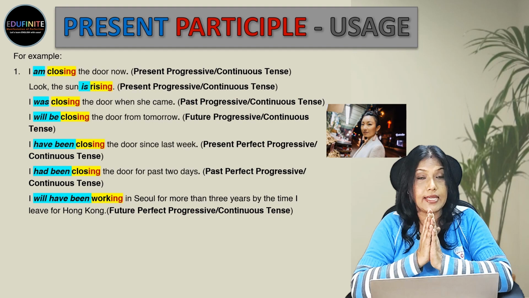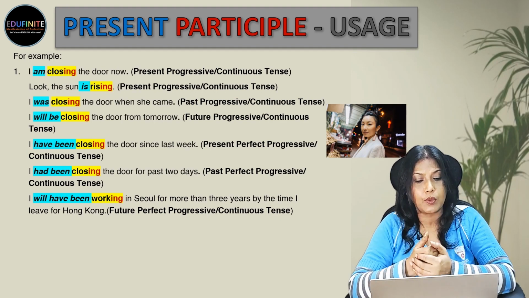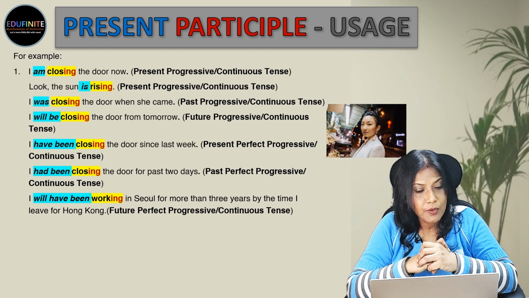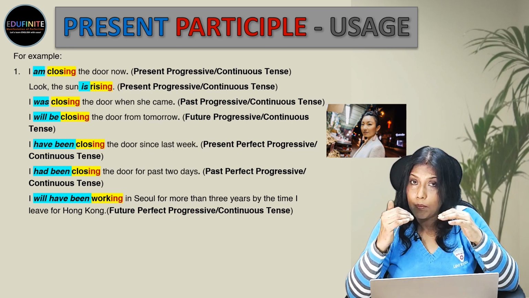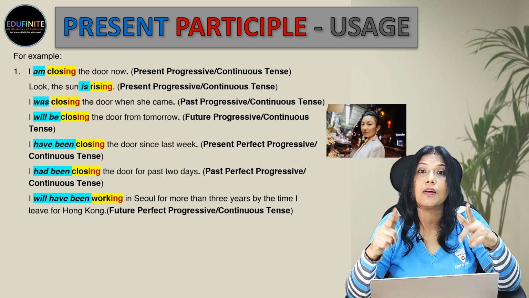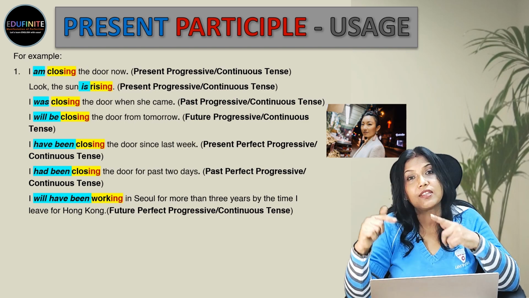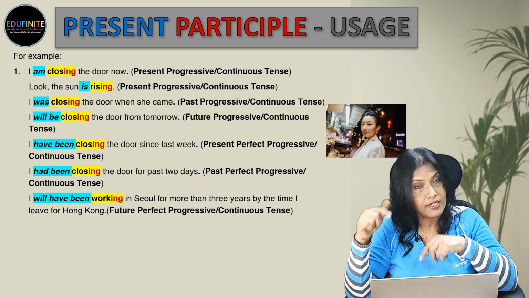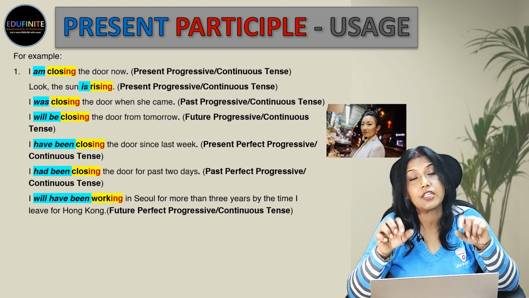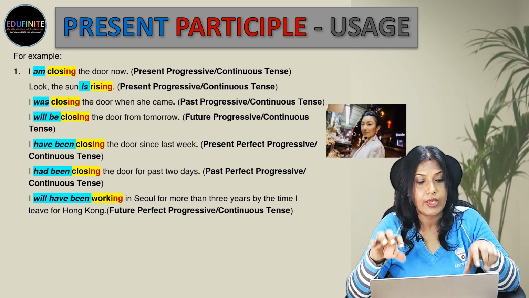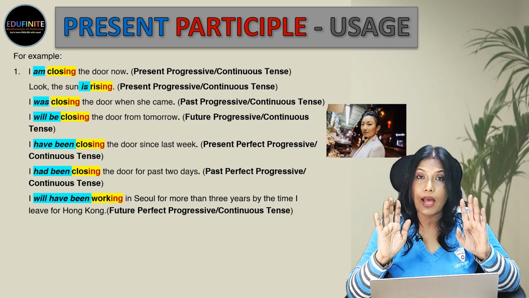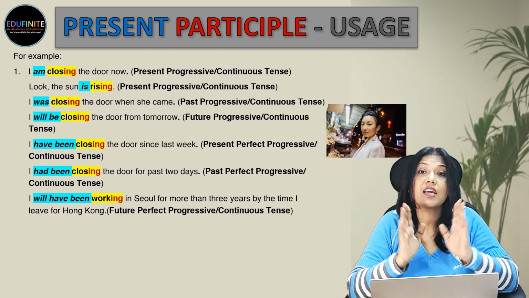Okay, the next one is, I will have been working in Seoul for more than 3 years by the time I leave for Hong Kong. So what happened? See, from progressive tense, we have changed it to future perfect progressive tense or future perfect continuous tense. By changing the auxiliary from will be, we have changed it to will have been. So, I will have been working in Seoul for more than 3 years by the time I leave for Hong Kong.